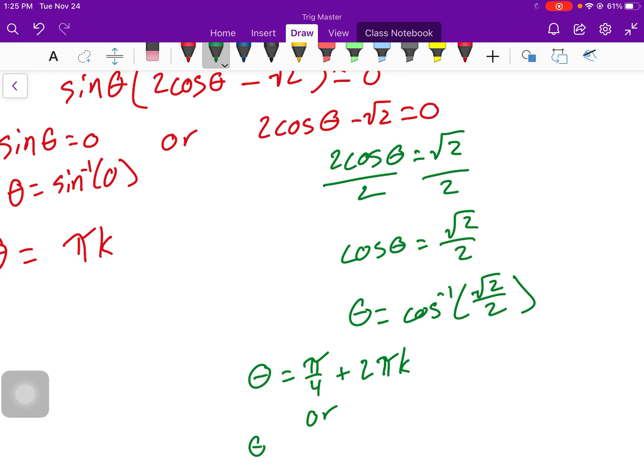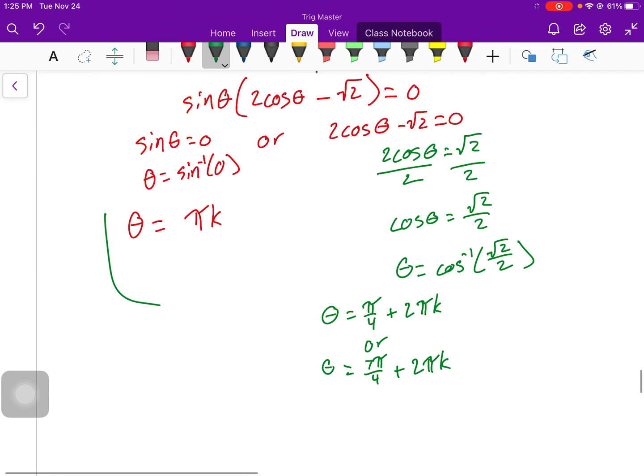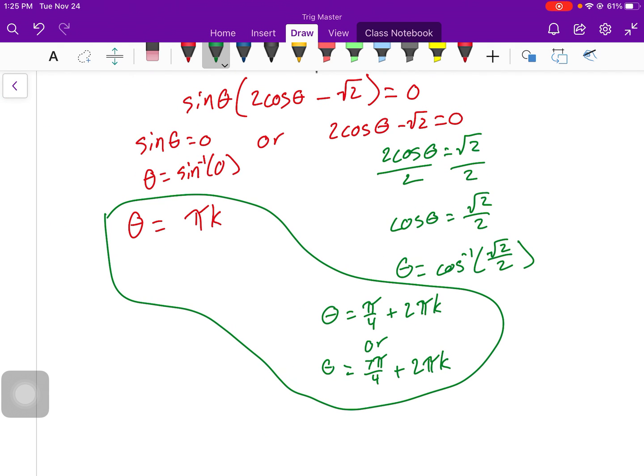Or if I subtracted pi over 4 from 2 pi, that would bring me down into quadrant 4. And that becomes 7 pi over 4. I'm going to add 2 pi k. So I've got three possible values here. These two I put plus 2 pi k because I said this specific angle in quadrant 1, spin all the way around the circle, come back to that specific angle in quadrant 1. Same thing here, but in quadrant 4.